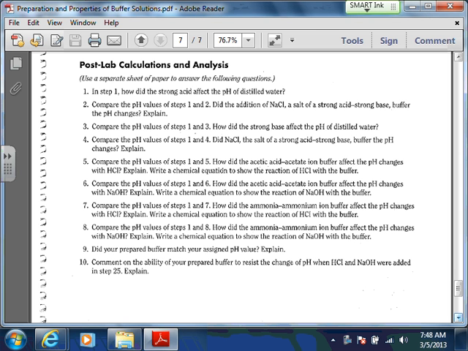And then they're asking you to write a chemical equation to show the reaction of HCl with the buffer. That's straight from the Prelab. Okay, we talked about how to write that equation on the Prelab, and we talked about that a lot in class as well. So I think you're fine there. Number 6, compare the pH values of steps 1 and 6. Okay, so again, now we're talking about when we added the base, how did the pH change? And again, you should see a lot less of a pH change with step 6 than you did with step 1.